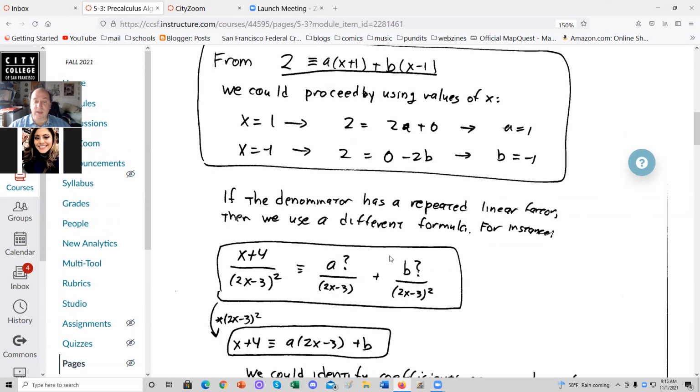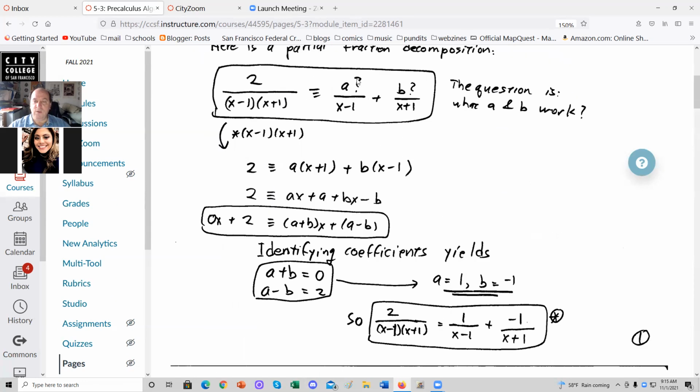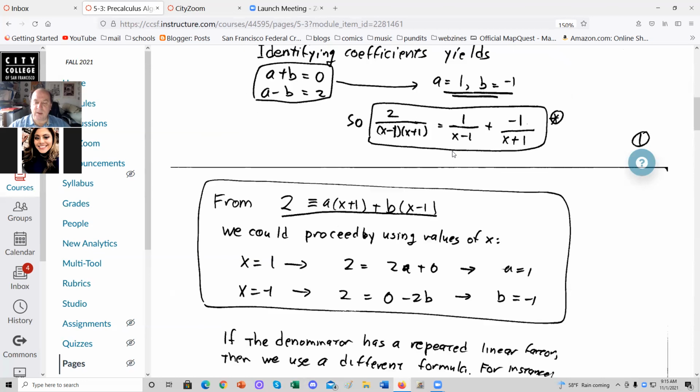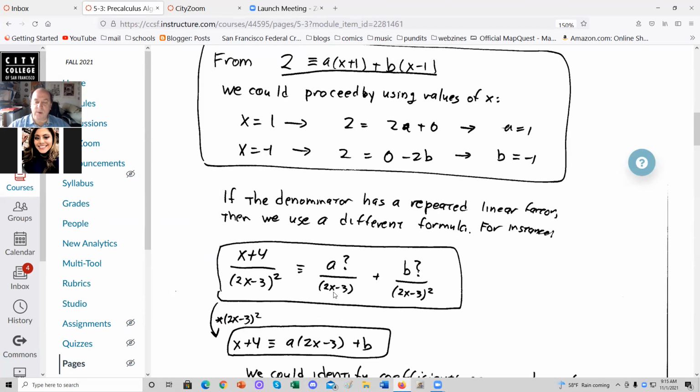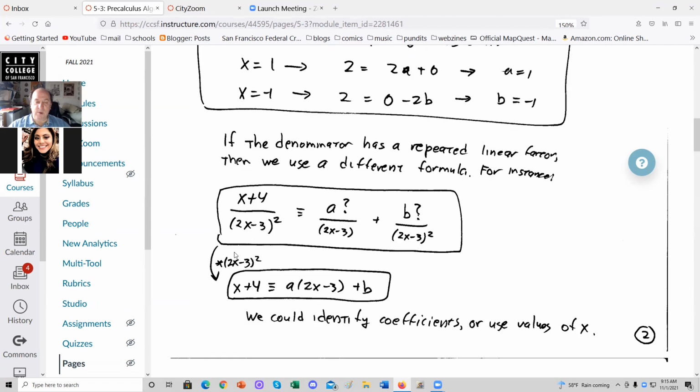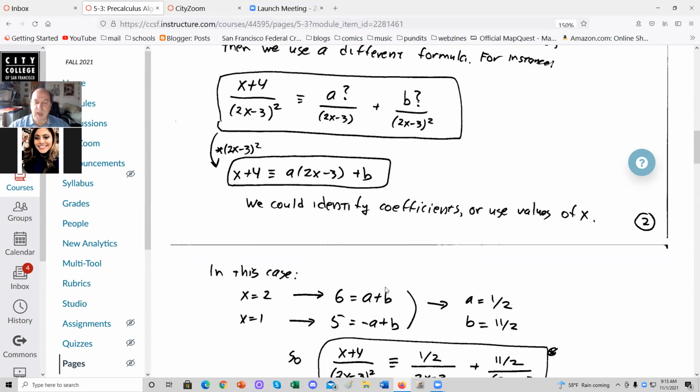Now, if the denominator has a repeated linear factor, (2x minus 3) squared, then instead of just using a over one factor plus b over the other factor, it's going to be a over 2x minus 3 plus b over (2x minus 3) squared. So you go up to the second power. If you multiply by (2x minus 3) squared, you get x plus 4 is identical to a times (2x minus 3) plus b. And okay, we could identify coefficients or use values of x. I think it's just as easy to use values of x.